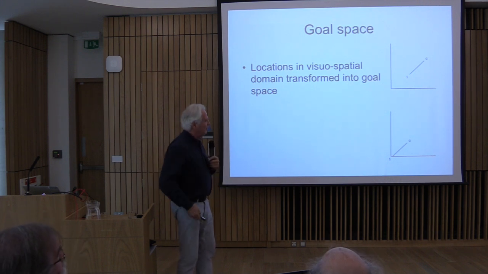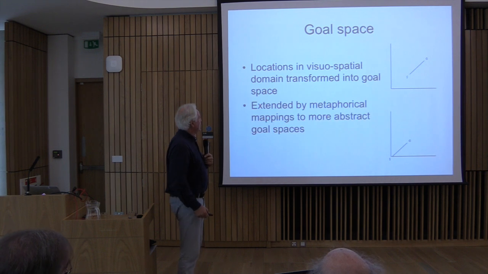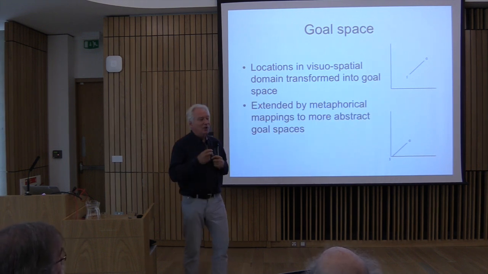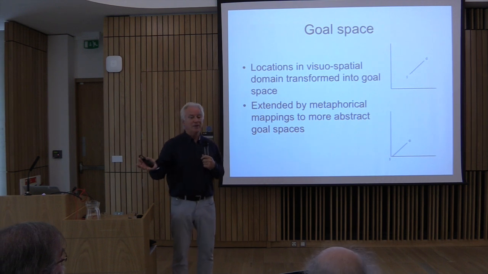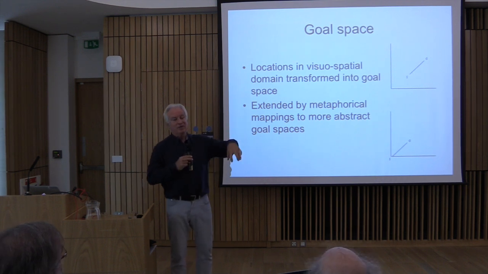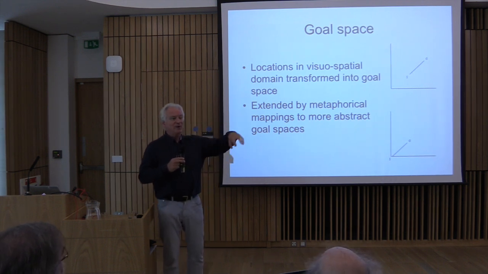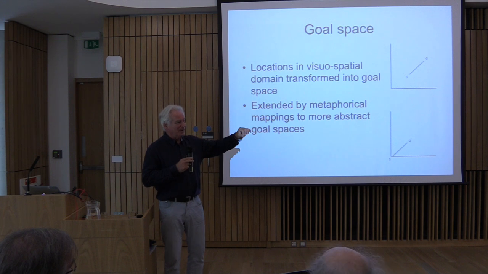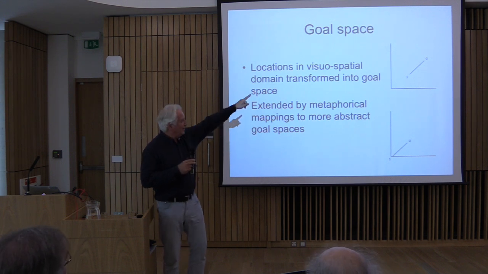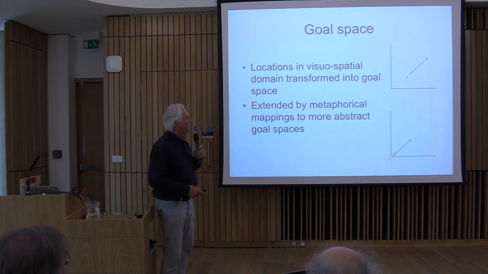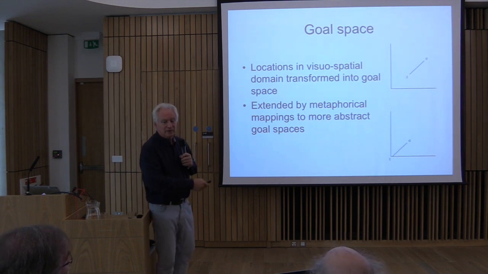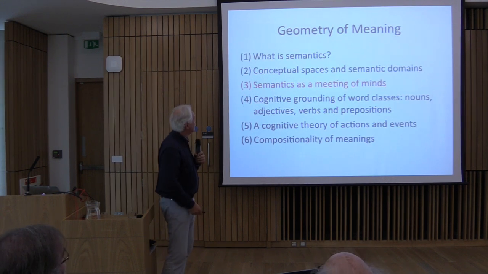When your goal is spatial, it's a very simple transformation. But you can extend it by metaphorical mappings. Now we get to, I have a goal to lose weight. So now I'm at 89 kilos, and I want to go down to 85 kilos, say. My starting point is a point on the weight scale, and my goal is that. But it's still a trajectory in a space. So, it's a kind of metaphorical thing.